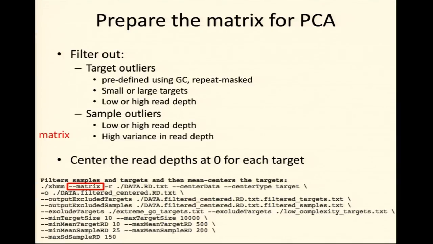And now we use the matrix command, which lets you do all sorts of different matrix operations in terms of removing rows, removing columns. So it's removing samples and removing targets. And in this step, you also remove targets that are very short, or targets that are too long, samples that have high read depth or low read depth. Same thing for targets. And similarly, you can explicitly specify targets with extreme GC content or very low complexity, meaning a high number of repeats. And that's where we remove that before the PCA step.